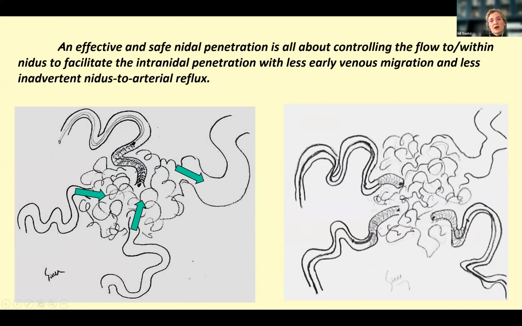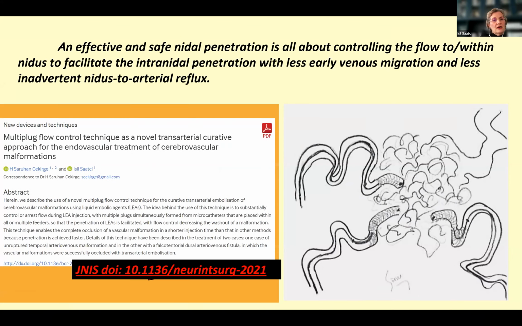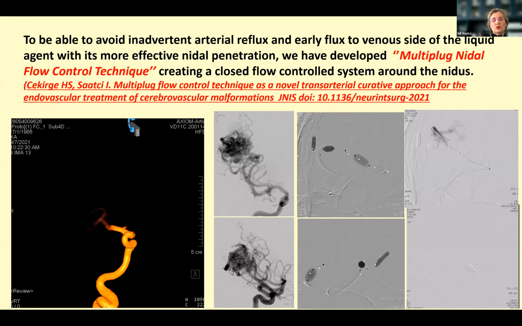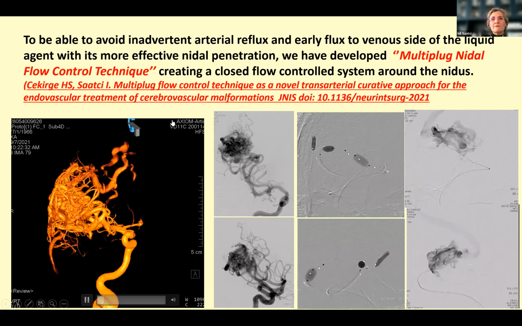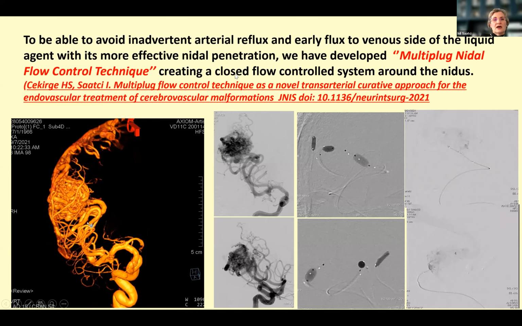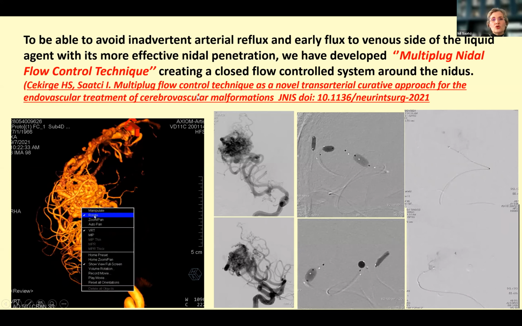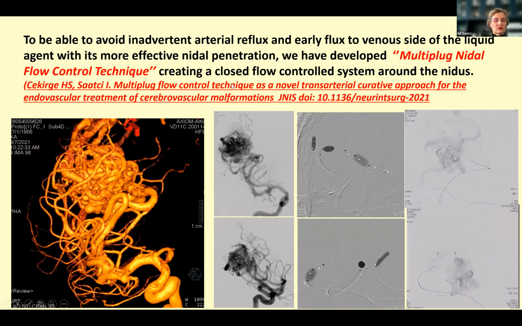However, if we put several catheters to flow all the major pedicles, then we can avoid early venous migration as well as backflow to the other arterial pedicles. And we published our technique 2 years ago, although we have been using it for a very long time. And actually, multi-plug flow control technique is to create a closed flow control system around the nidus.